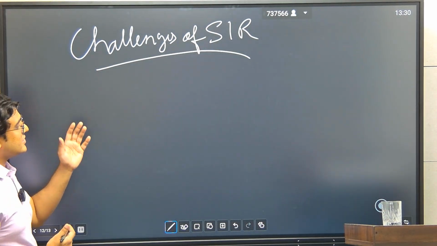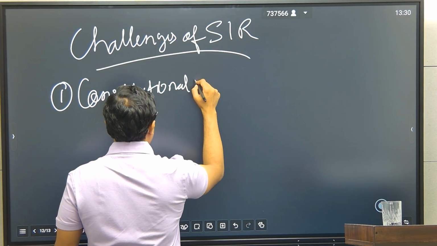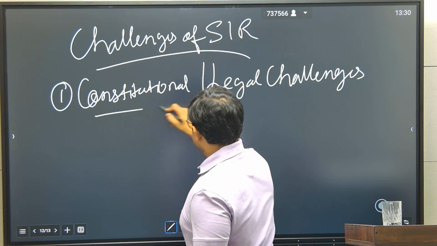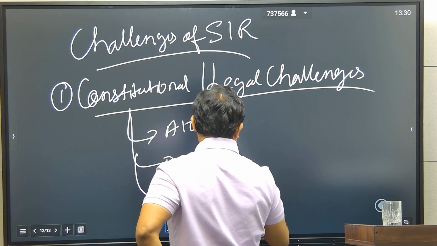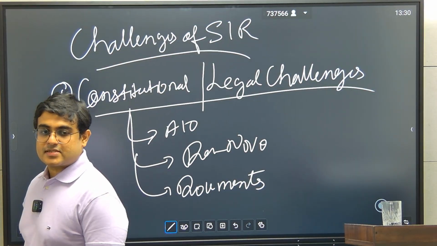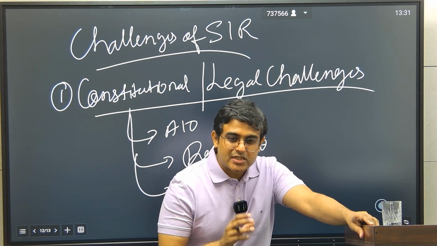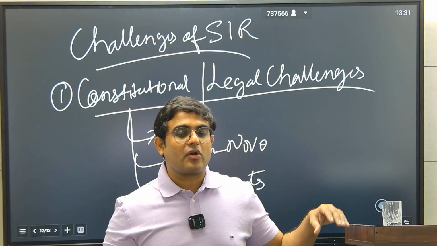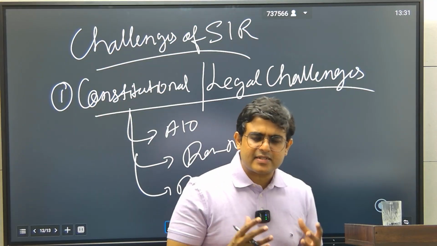The challenges of special intensive revision. First are the constitutional challenges. See, Article 10 of the Constitution talks about presumptive citizenship. That is, a person is presumed to be a citizen of this country if at one instance she has been recognized as a citizen of the country. Suppose you are already taking some benefits from the government of India as a citizen of this country, then you're already a citizen of this country.